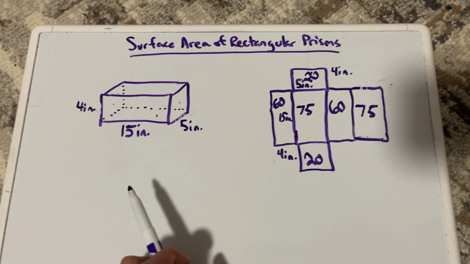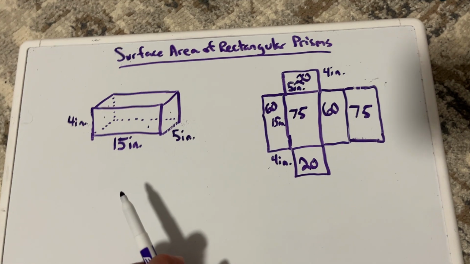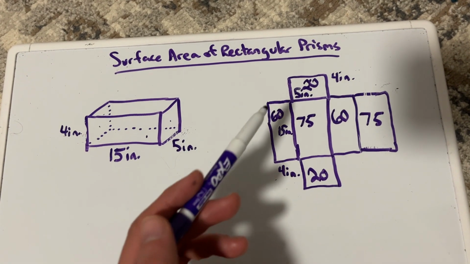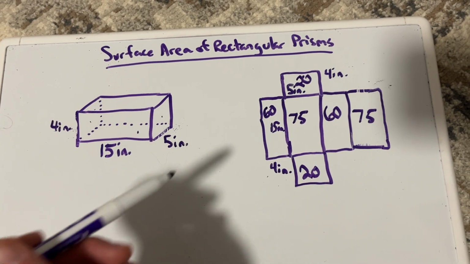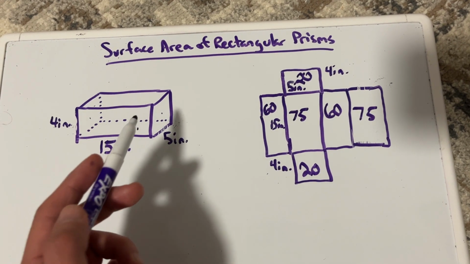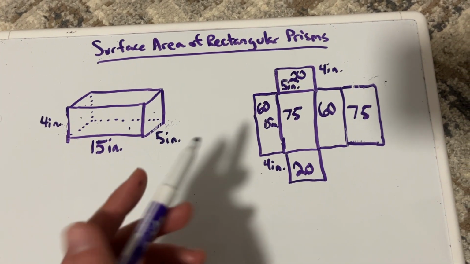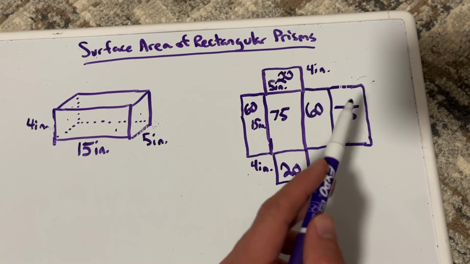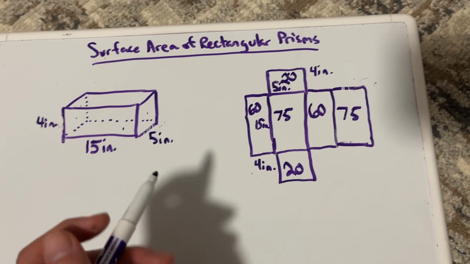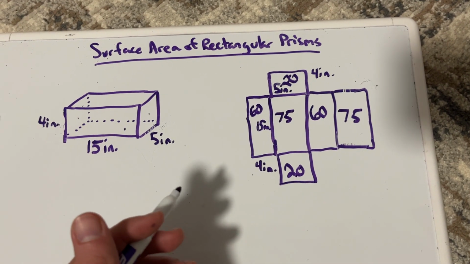What's different about surface area and volume is that surface area just measures the area of each face. It doesn't account for anything that is inside of the three-dimensional solid. So now all I'm going to do is add up all of these values and get my final answer.